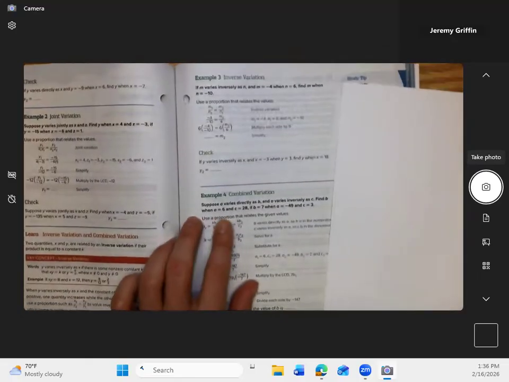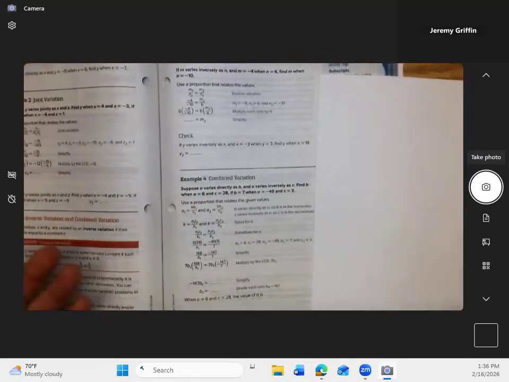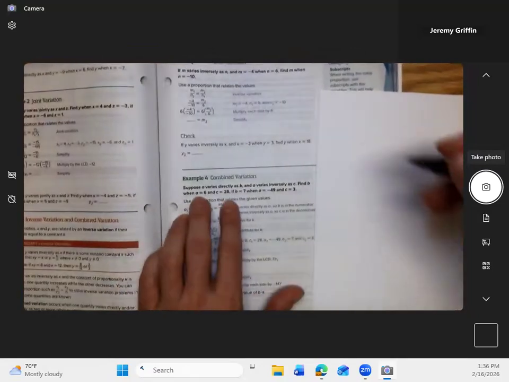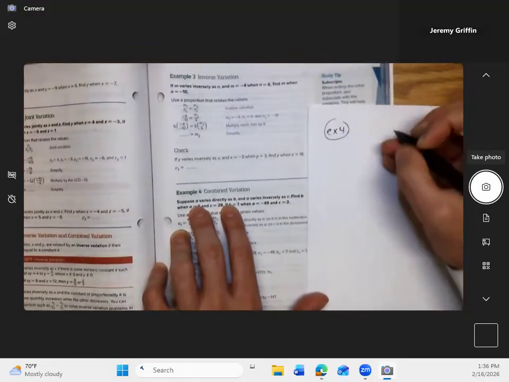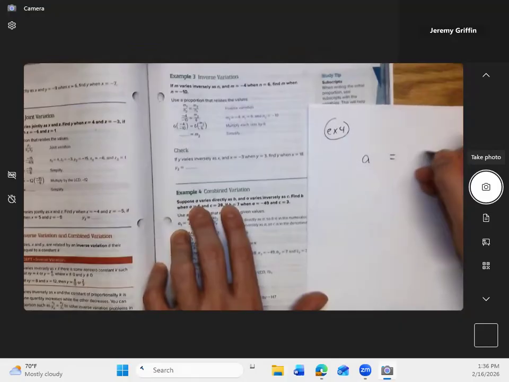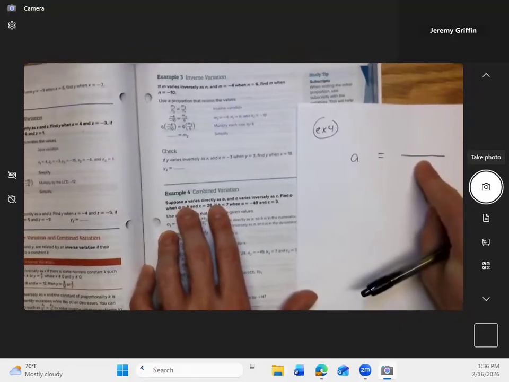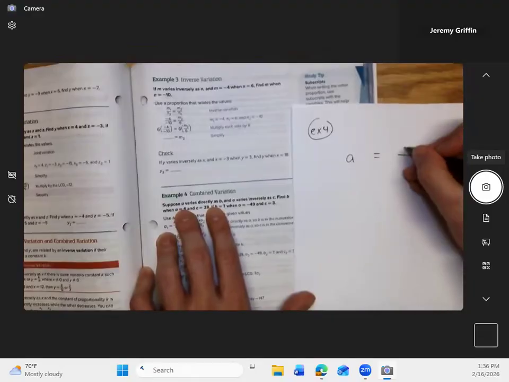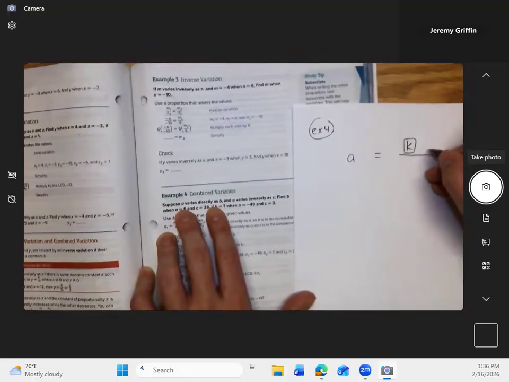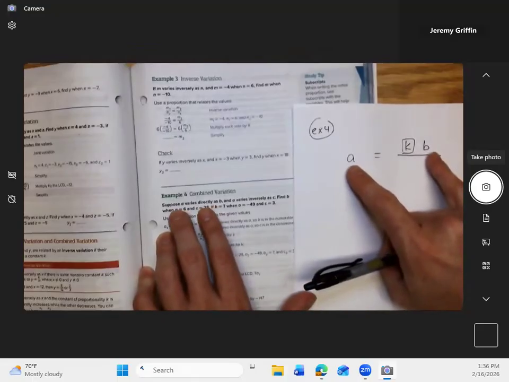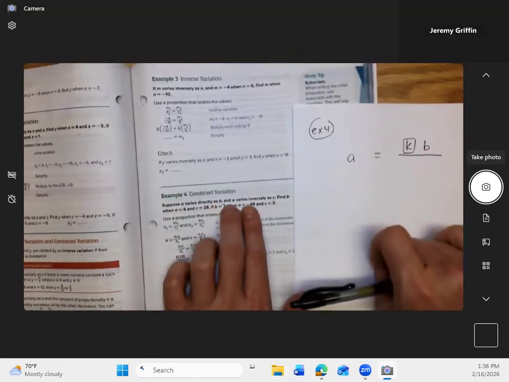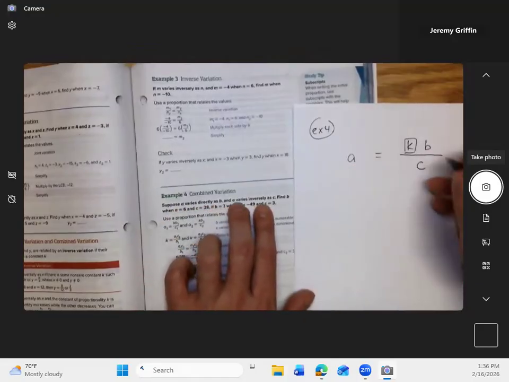Example four, combined variation. So now maybe we'll get a mix of both direct and inverse. Suppose that A varies directly as B. So A is equal to... let me say a fraction, because I know there's probably a fraction coming. I'm going to throw in some constant K that I can solve for. We'll come back to that. I'll put B in the numerator because that is a direct relationship. That's the first thing you said, direct relationship. A varies inversely as C, so I'll put C down here.